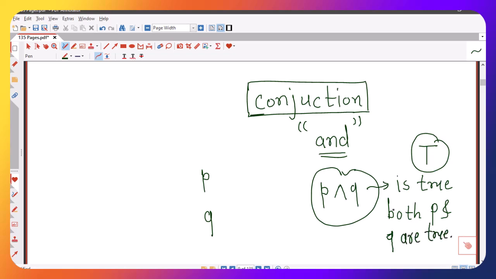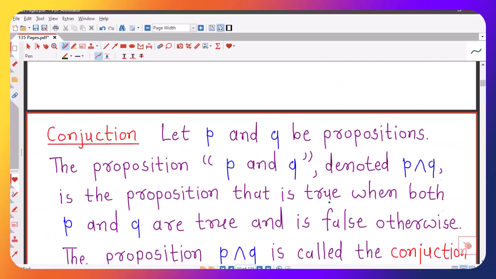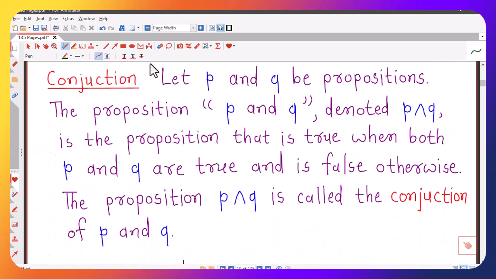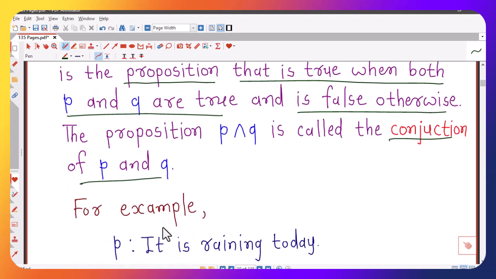If both P and Q are true, then only P and Q is true. So this is how we define the conjunction logical operator or connective, which we know as conjunction. If they ask you to write down the definition, you should write it this way: let P and Q be propositions. The proposition P and Q, denoted by this notation, is a new proposition, and it is true when both P and Q are true and is false otherwise.